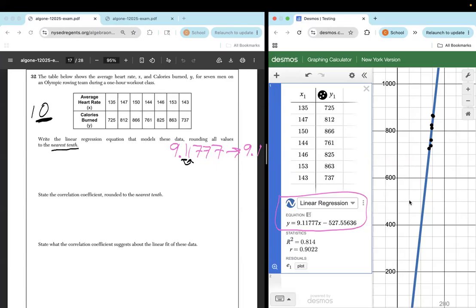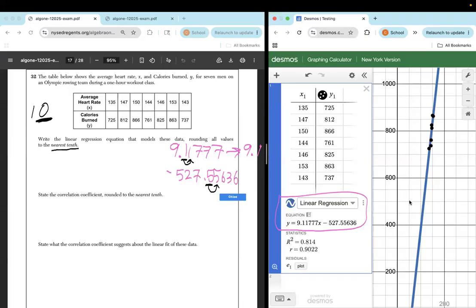Let's round the other value. It's negative 527.55636. Nearest tenth, one decimal place. So I want one decimal place in my answer. It'll be either 0.5 or 0.6. Look at the next number over.